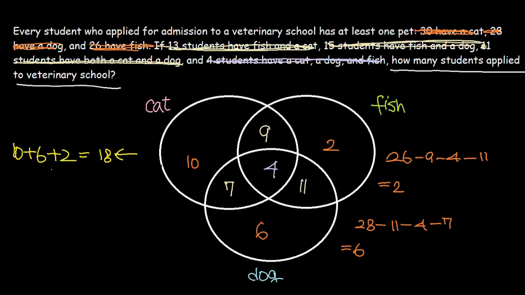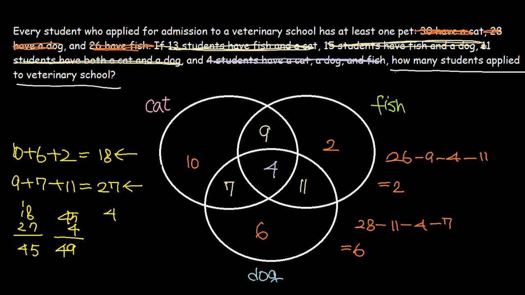Let's move on. How many students have 2 pets? 9 plus 7 plus 11. What is that? 27. How many students have all 3 of the animals? 4 students. Now let's add all of these up. 18 plus 27 is 45, and finally add 4, and you get 49. So the answer to this question is 49 students.